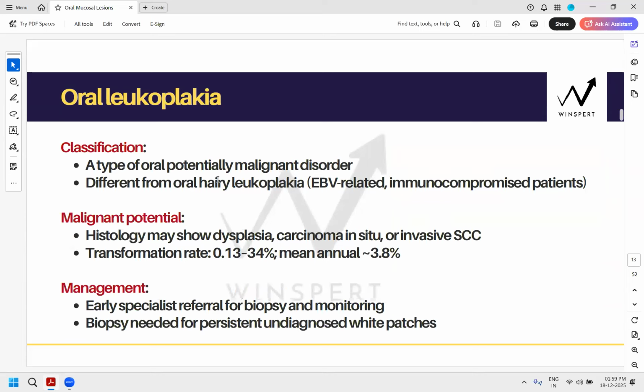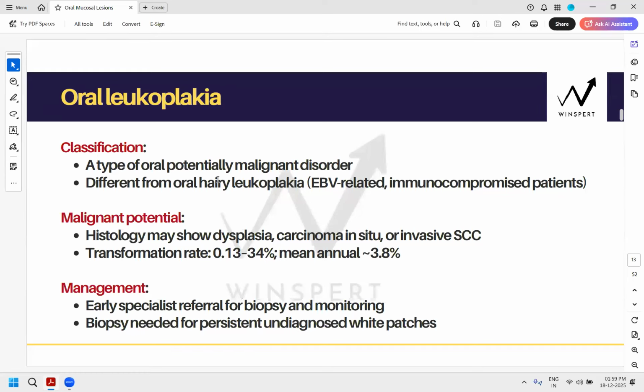Now, oral leukoplakia is a type of oral potentially malignant disorder, and it is different from oral hairy leukoplakia. You will not confuse it with oral hairy leukoplakia, which is also sometimes a white patch, but that is seen with immune compromised patients. That is why white patches are always ruled out with the underlying conditions. So oral leukoplakia will become a diagnosis of exclusion. That means Epstein-Barr virus related oral hairy leukoplakia is ruled out.